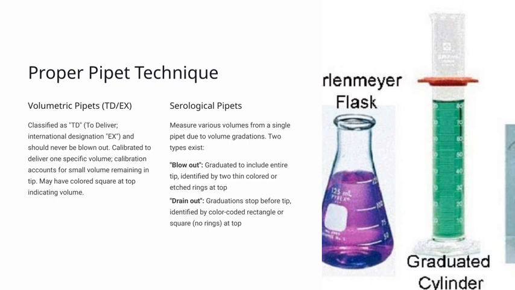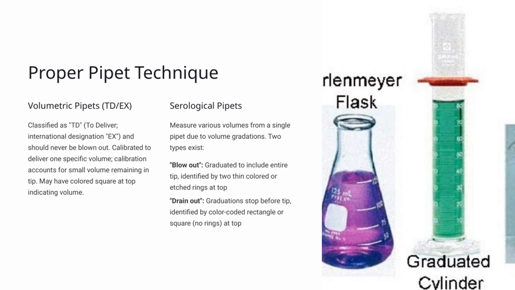Now, moving on to serological pipettes. These are a bit more versatile because they can measure various volumes from a single pipette, thanks to gradations marked along the tube. There are two main types to know about. First, the blowout type, which is graduated to include the entire tip. You can identify it by two thin colored or etched rings at the top.